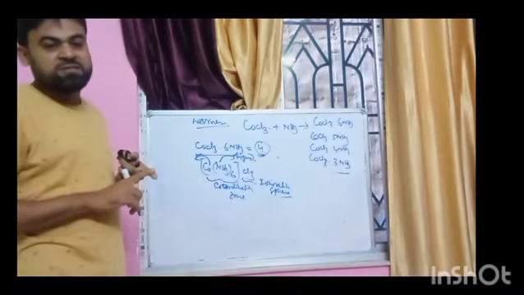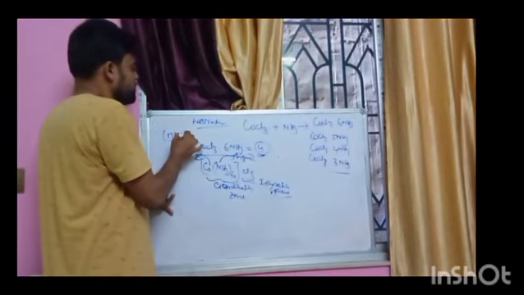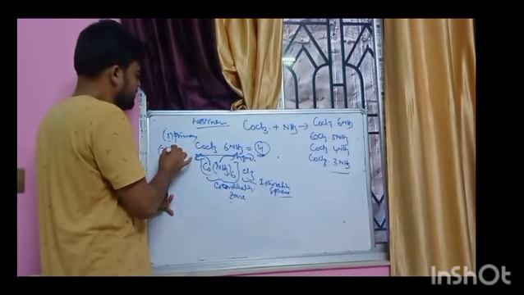Here Werner explains two types of valency. One is primary valency and the other is secondary valency.